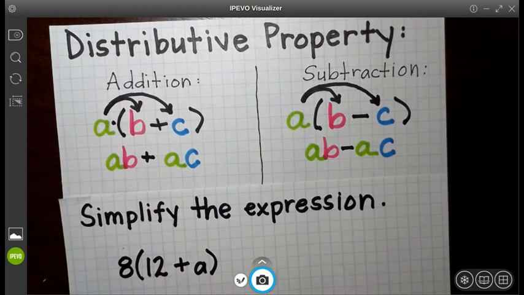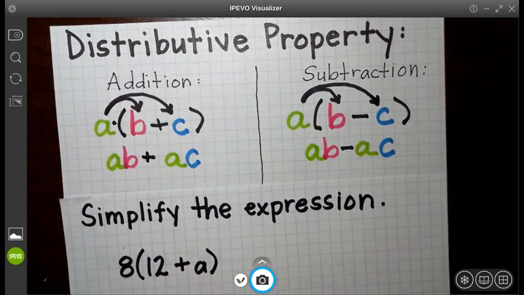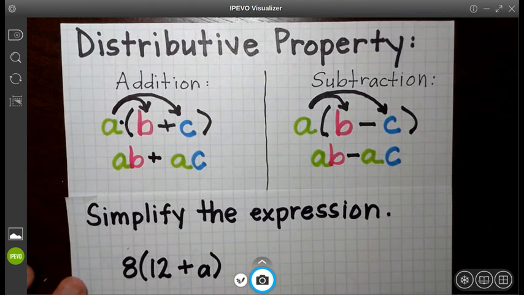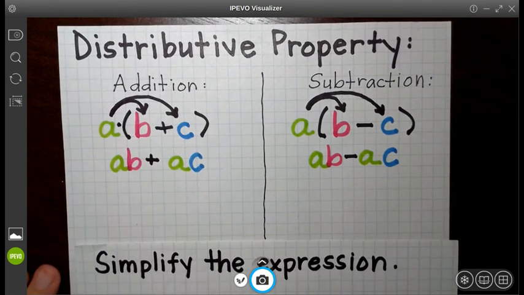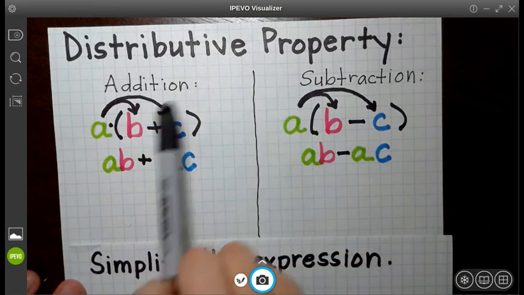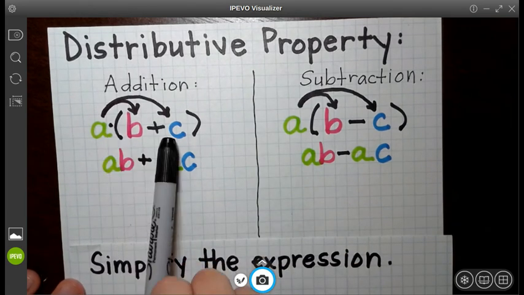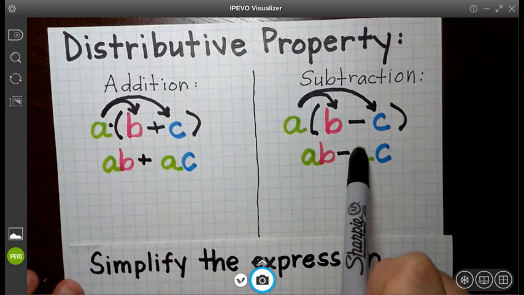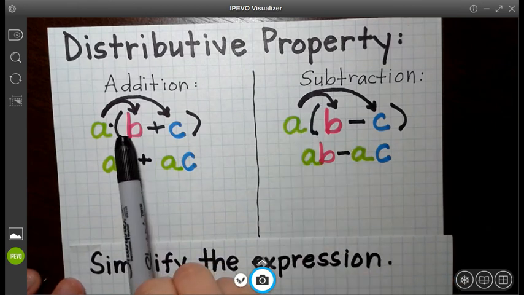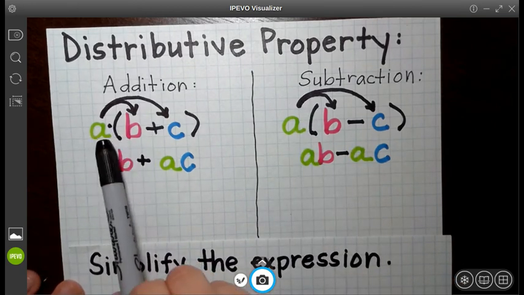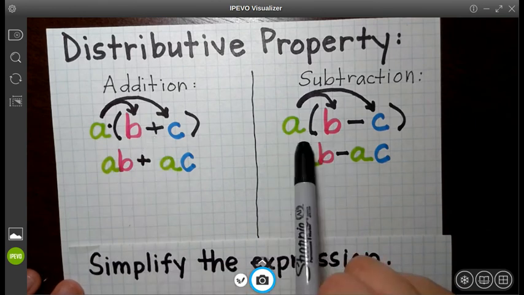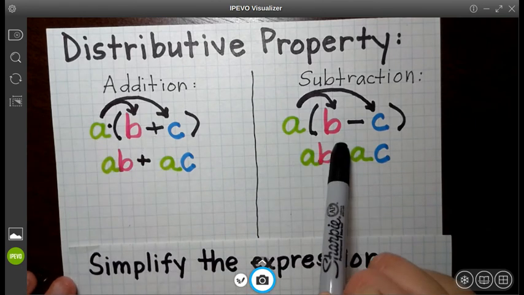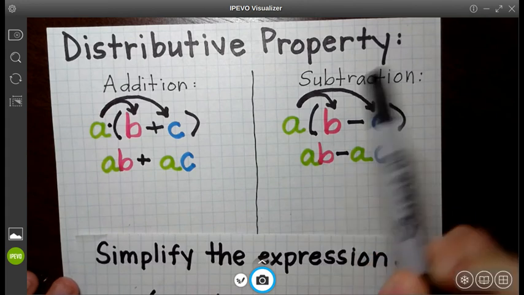Alright, so now we're going to use the distributive property to simplify some expressions. Just to recall, the distributive property is when we are multiplying the sum of something or the difference of something. Remember, it's always two operations. You have to check: is there multiplication and addition, or is there multiplication and subtraction? That's how you know it's the distributive property.